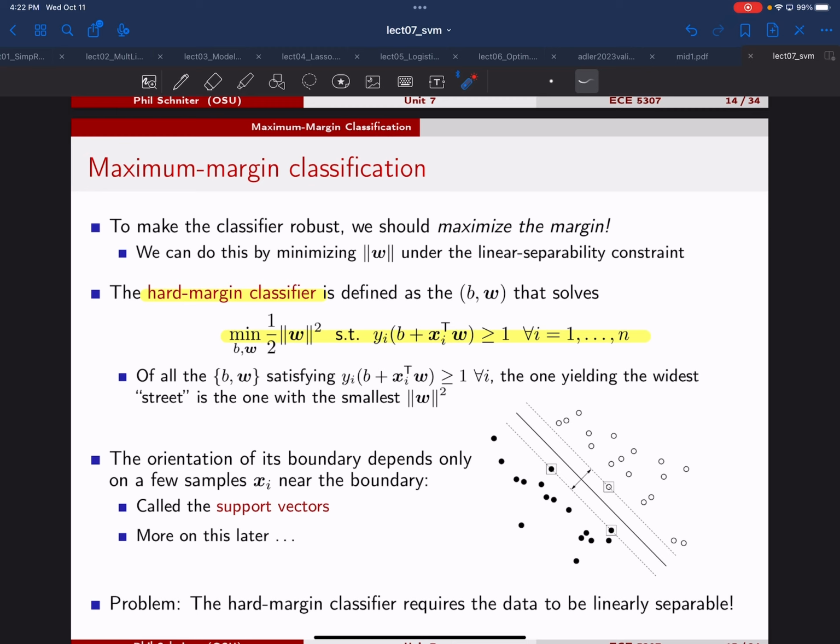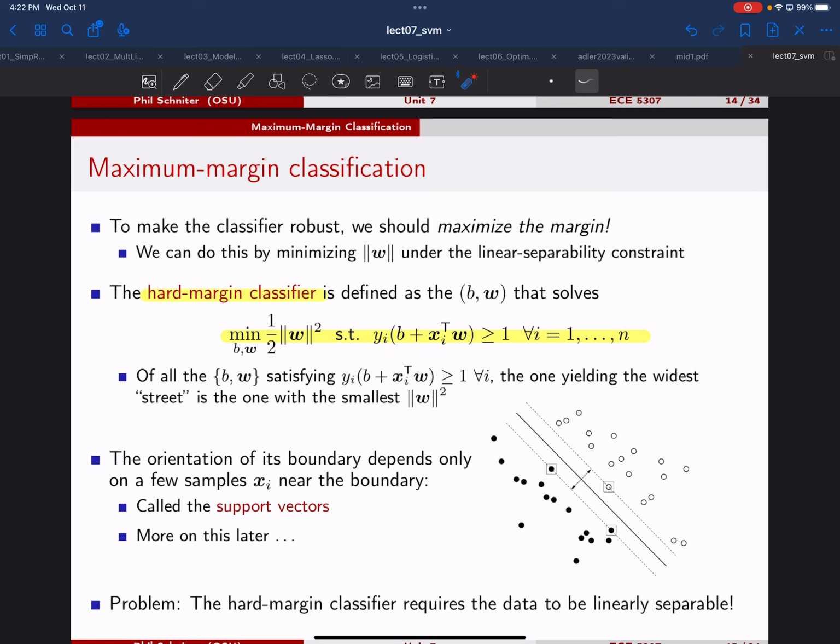Okay. So if you want to maybe understand this in words, I think this sentence tries to do that. It basically says, of all the b, W pairs that satisfy our linear separability constraint, the one yielding the widest street, this is like the width of the street, is going to be the one with the smallest norm of W, or norm of W squared.